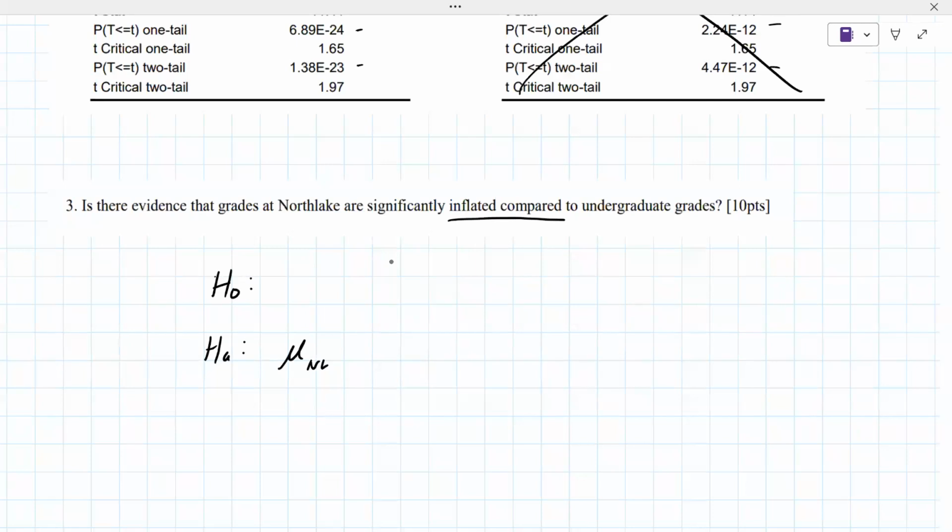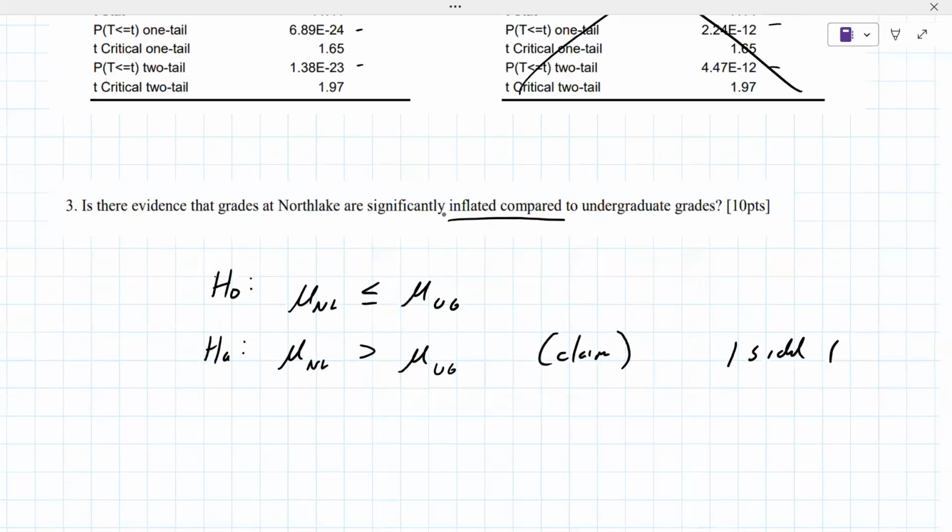The mean of North Lake is greater than the mean of the undergrads. So the alternative would be less than or equal to undergrad. This is the claim down here, the thing that you hope to be true. This is a one-sided test. Does that look familiar to you from previous classes?